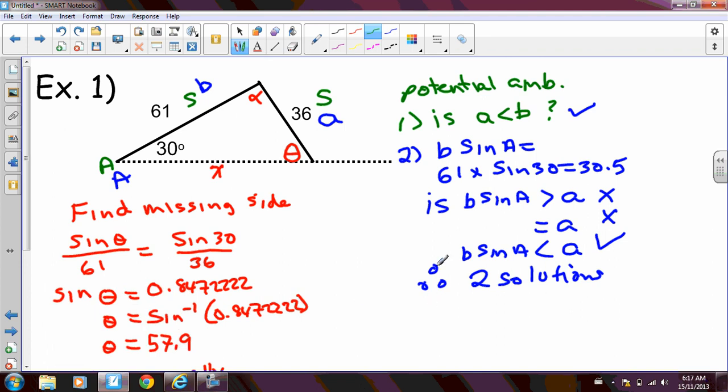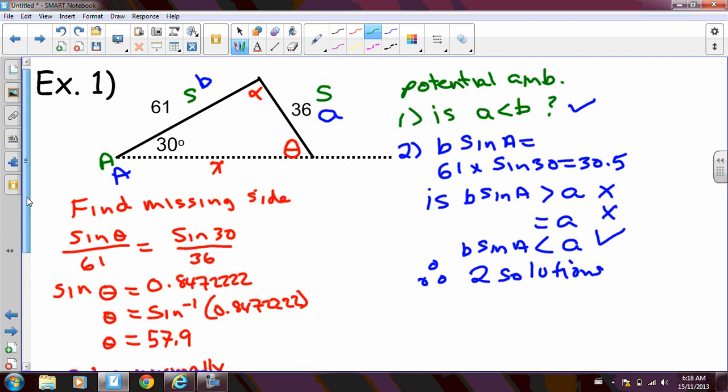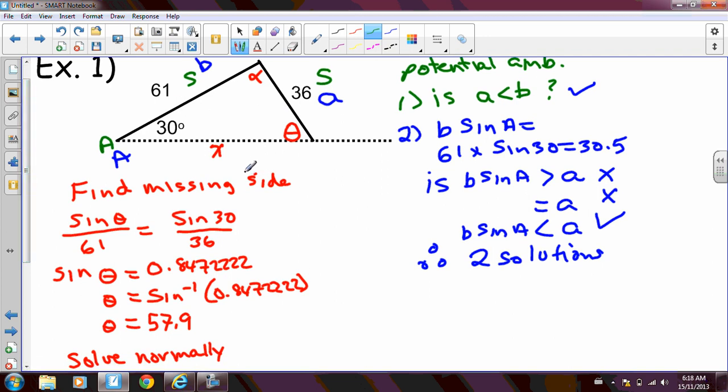Okay, so I've added a little bit in here. I didn't actually say initially, but let's assume that we're trying to find the missing side. So we've established there are two solutions. The first solution would be found doing exactly what you would have done on any kind of regular sine law question. We're looking to find the missing side.